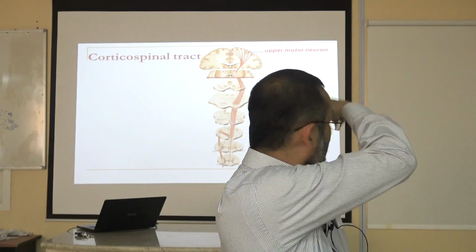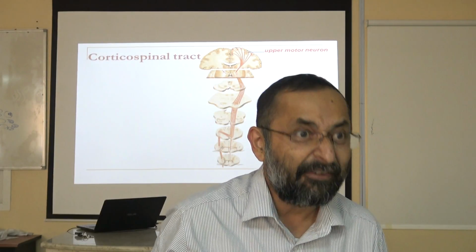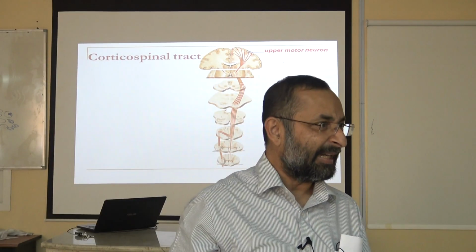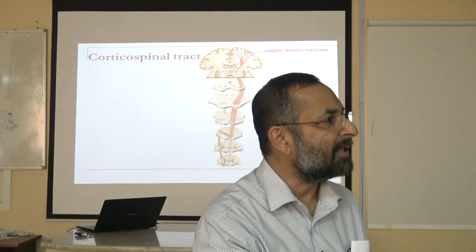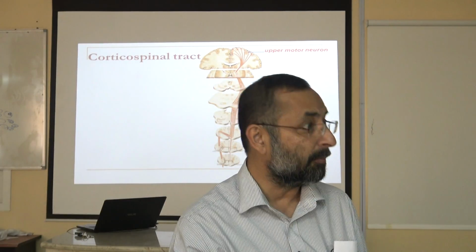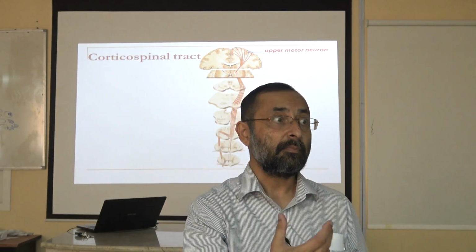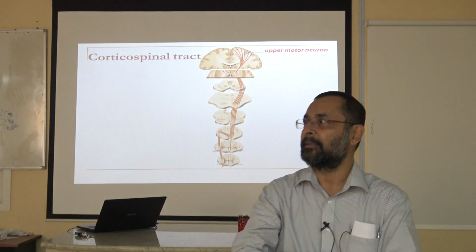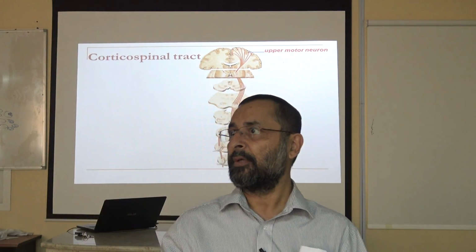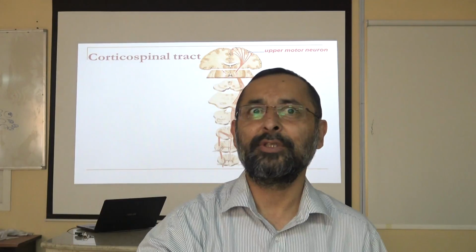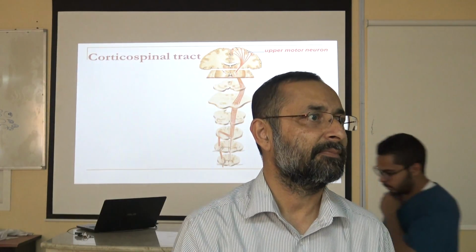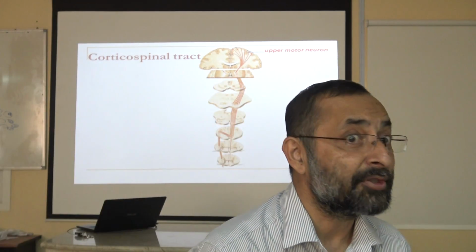Now, these fibers will end on the alpha motor neurons mainly, and also have connections with the gamma motor neurons, but mainly with the alpha motor neurons. What is the function of the alpha motor neuron? Alpha motor neuron function, please.